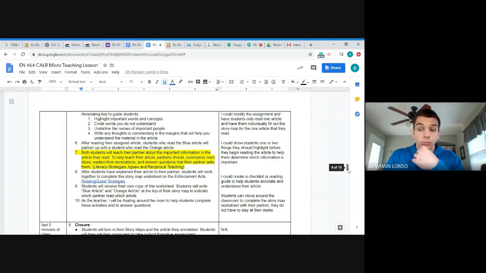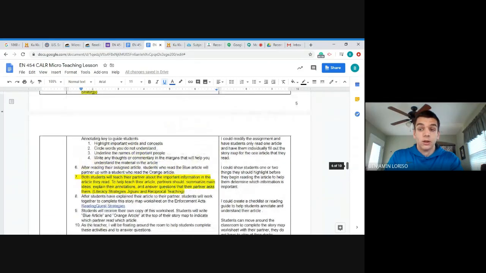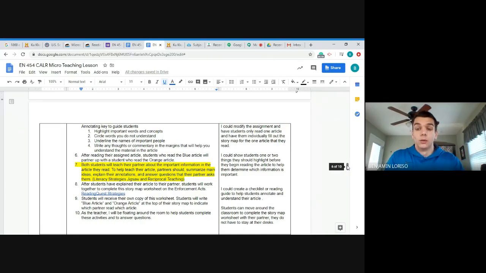So you are allowed to move around the room to do this. You don't have to stay at your desks, but I do want you to stay on task. So take the next 5 minutes to read your article, highlight it using the annotation key that we came up with, where you highlight the important words, circle words you don't understand, underline the names of important people. And then once you have finished, you can match yourself up with someone who read the other article, and you can move around the room to teach each other and then fill out the story map.